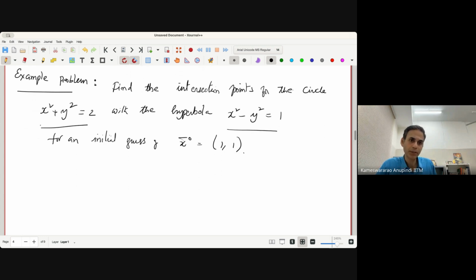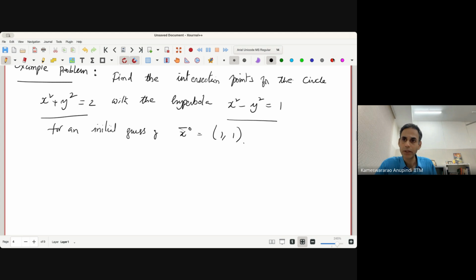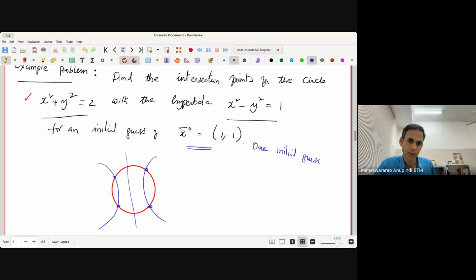So for this initial guess, we need to calculate the intersection point. We are given a circle, that is x square plus y square equals 2. And then we are given a hyperbola, x square minus y square equals 1. Let us say it looks like this. We are asked to calculate the intersection points. Of course, in this case there are 4 intersection points, but we are only given one initial guess, which is 1 comma 1, somewhere here.